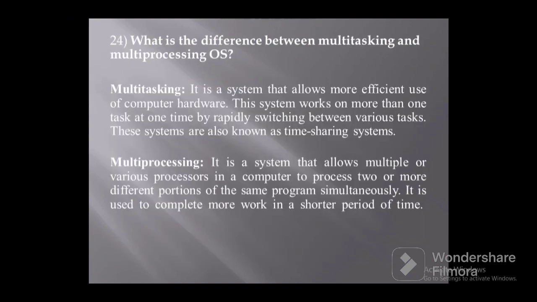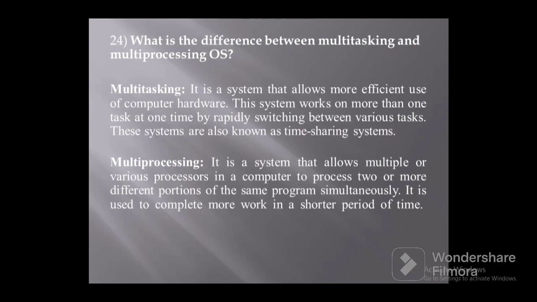So the 24th question is, what is the difference between multitasking and multiprocessing? This is an important question for interviews. Everything is important, but this will be asked several times. Multitasking means one processor can do multiple tasks at a time, and it can switch between the tasks. So this is also known as time sharing, which means it can do the switching.